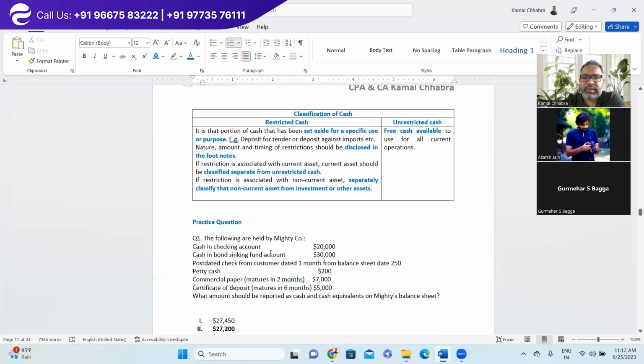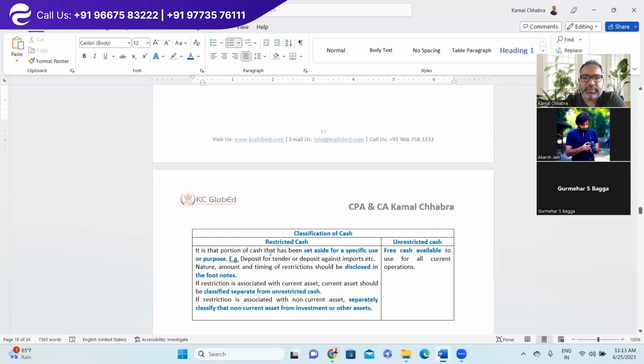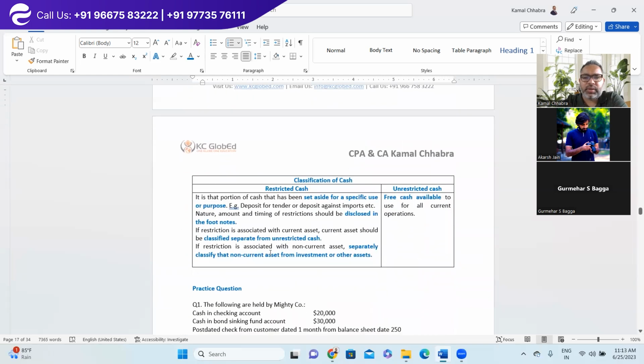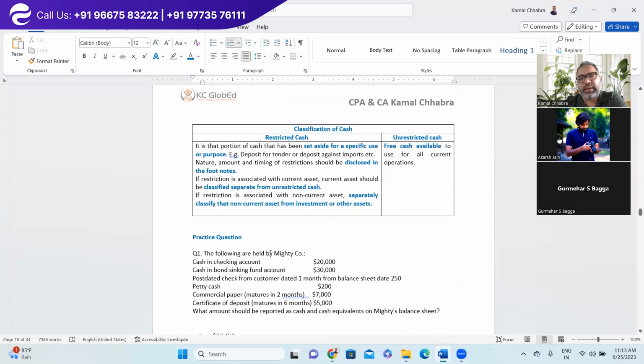Now coming to the classification of cash: restricted cash and unrestricted cash. Same way, as an extension of this, the second point, a legally restricted deposit, is called restricted cash, and restricted cash needs to be disclosed separately, right? Any idea what restricted cash is?